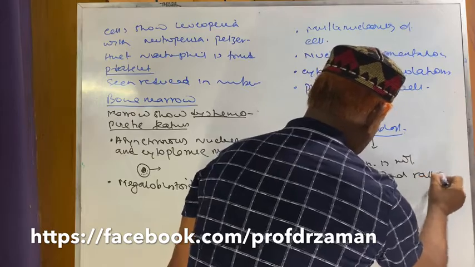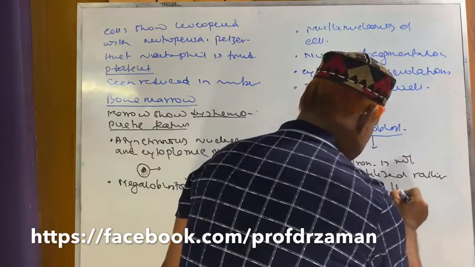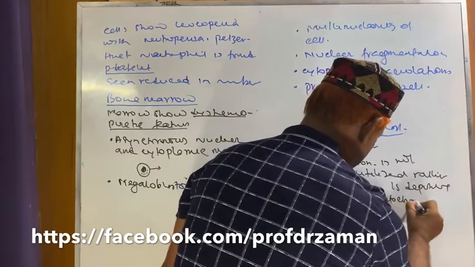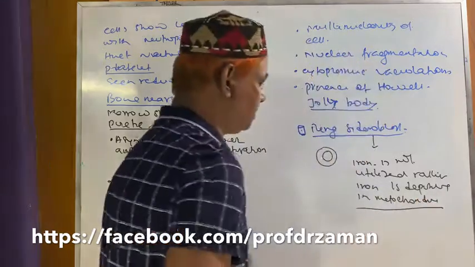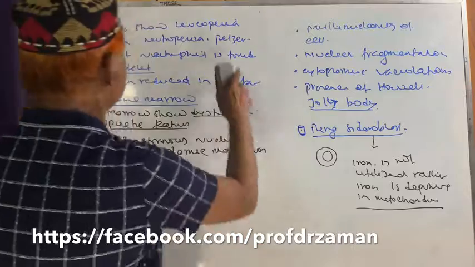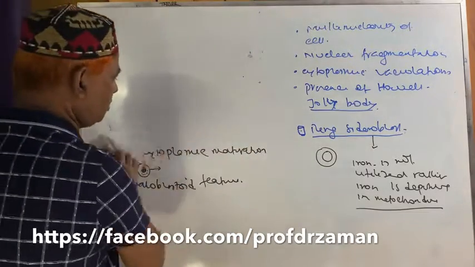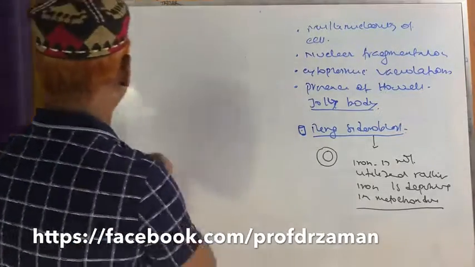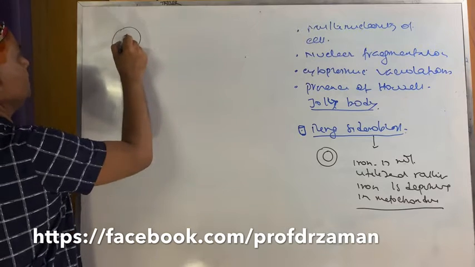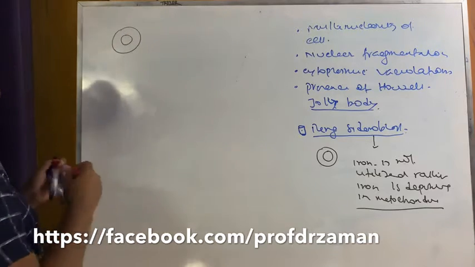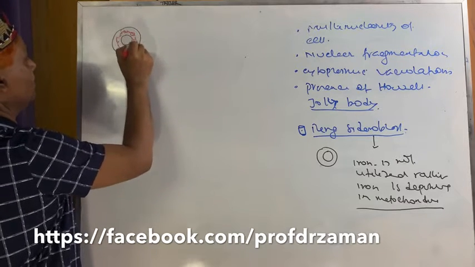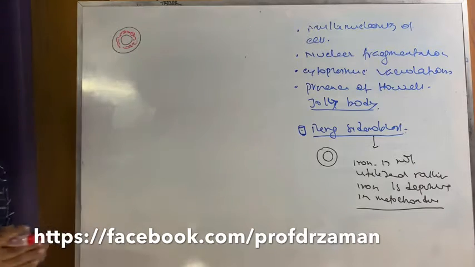So what happens? Iron is not utilized. Rather, iron is deposited in mitochondria. So iron is not utilized, rather iron is deposited in mitochondria, and the mitochondria containing the deposited iron are arranged around the nucleus. So if this is the erythroblast, if this is the nucleus, around the nucleus the mitochondria contain iron, and this is sideroblast. It is found in sideroblastic anemia.